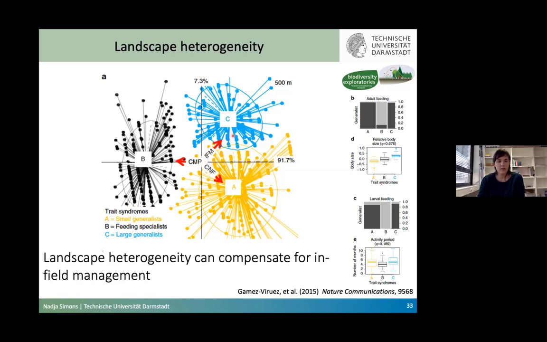high intensity in the fields themselves, or in the grasslands themselves, while smaller generalists, shown here, are associated with high configurational heterogeneity. So the more diverse in size and shape the landscape is, the more beneficial this is for small generalists. And feeding specialists, the most specialized species in our systems, are positively associated with high compositional heterogeneity in the landscape, so the number and diversity of different habitat types. If we have landscapes that have high compositional and high configurational heterogeneity, we can support species that are usually negatively affected by management intensity.